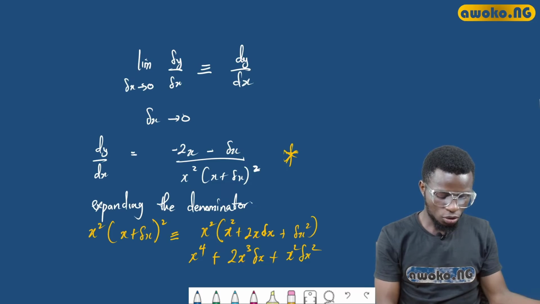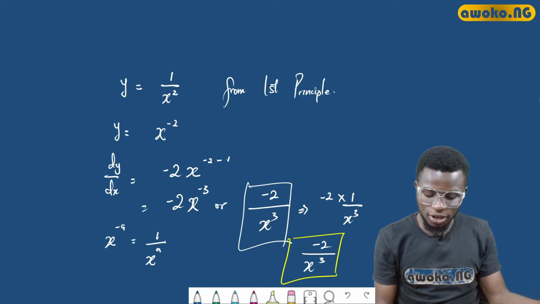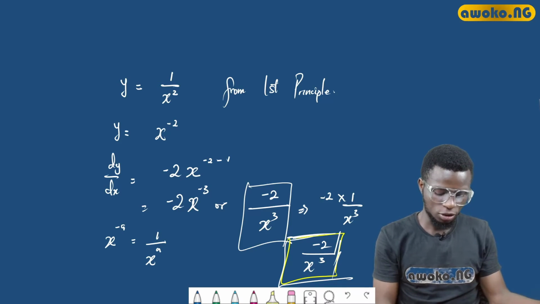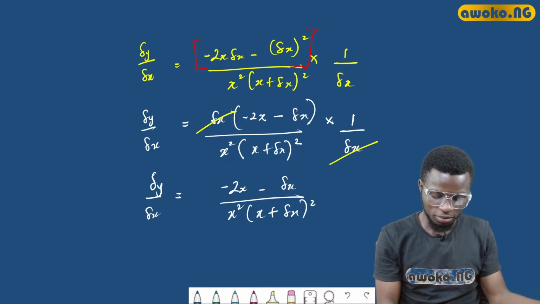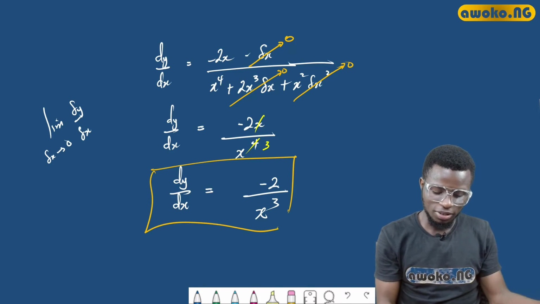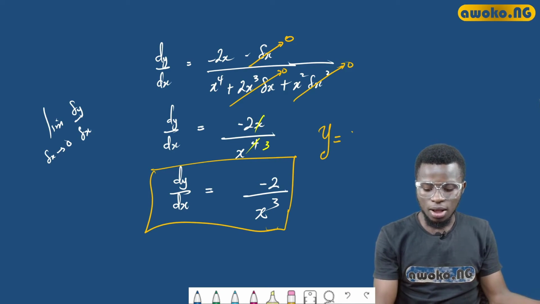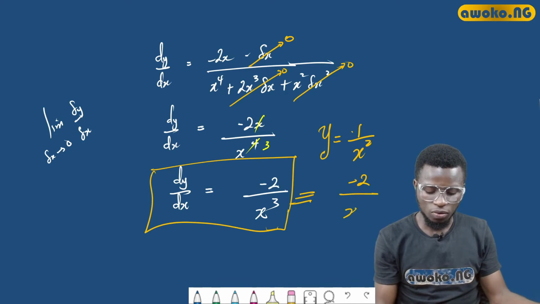Now let us go to the first slide where we used the normal formula method to solve. Our answer was minus 2 over x³. So let us compare this answer to what we have now using the first principle to check if they will give us the same answer. So let us check. Of course, we have the same answer. So therefore, the differential of the function y equals 1 over x² is equal to minus 2 over x³.